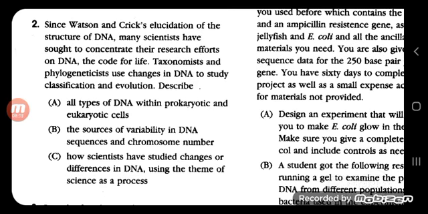Since Watson and Crick's elucidation of the structure of DNA, many scientists have sought to concentrate their research efforts on DNA, the code for life. Taxonomists and phylogeneticists use changes in DNA to study classification and evolution. Describe A, all types of DNA within prokaryotic and eukaryotic cells. B, the sources of variability in DNA sequence and chromosome number. C, how scientists have studied changes or differences in DNA, using the theme of science as process.